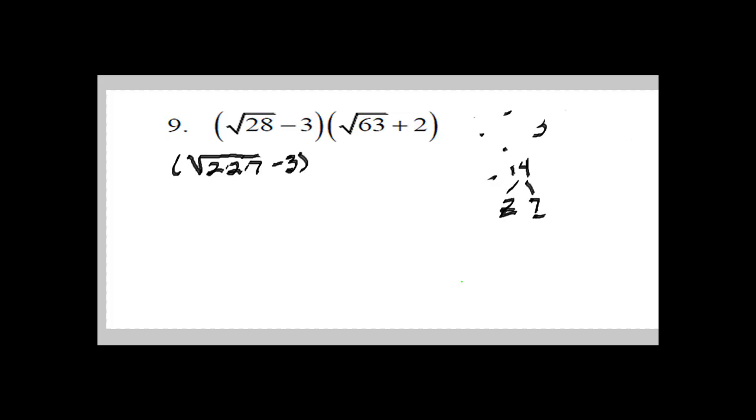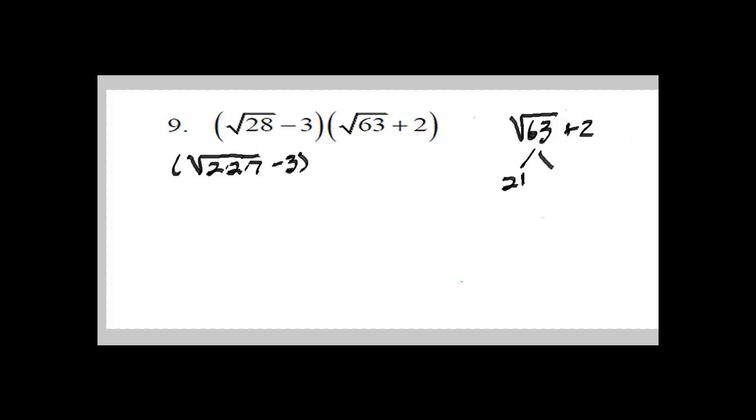Let me go ahead and erase this. Now we're not done. I just got my prime factorizations going. Now let's do this other factor. Let's take the square root of 63 plus 2. Well, let's do it in its primes. 2 won't divide 63. Let's try 3. 3 will divide 63 21 times.